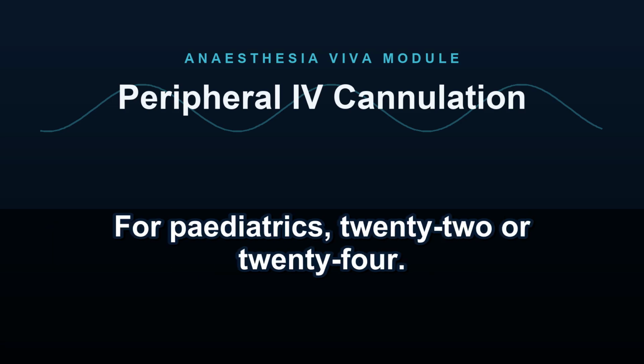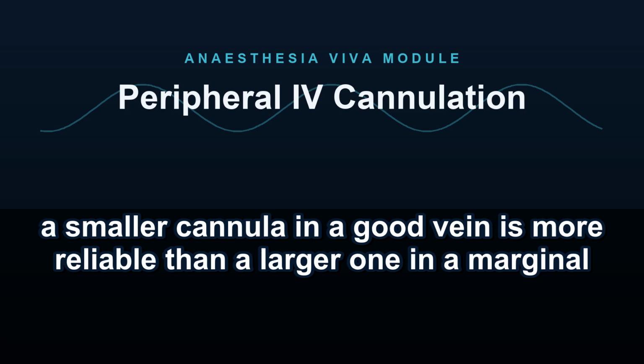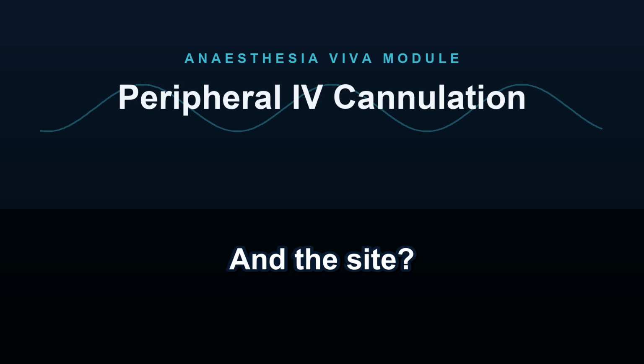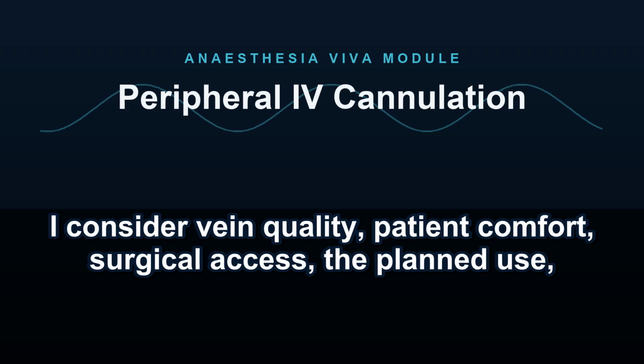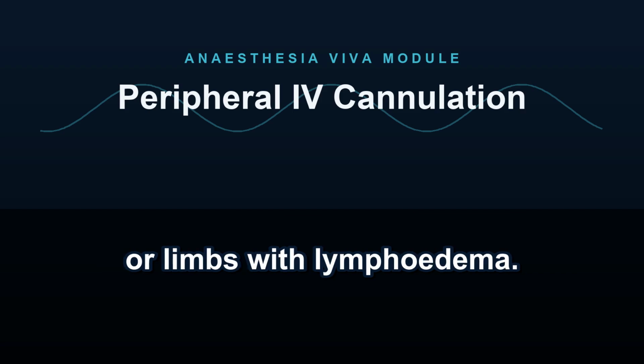For pediatrics, 22 or 24. And in elderly patients with fragile veins, a smaller cannula in a good vein is more reliable than a larger one in a marginal vein. And the site? I consider vein quality, patient comfort, surgical access, the planned use and patient factors, avoiding mastectomy side, fistulae, hemiplegic limbs or limbs with lymphedema.